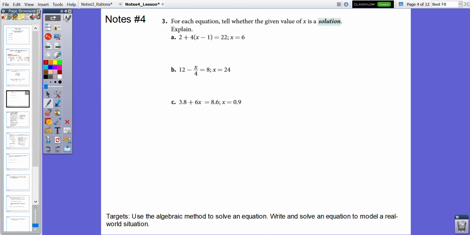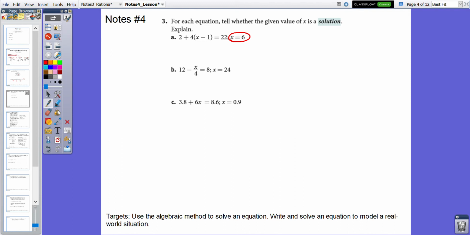So for number 3, at the bottom of this page here, for each equation, tell whether the given value of x is a solution and explain. Okay, so for part A, we have 2 plus 4 times the difference between x and 1 equals 22, where x is equal to 6. So this is just like what we saw in the previous lessons where we replace variables with values and expressions.